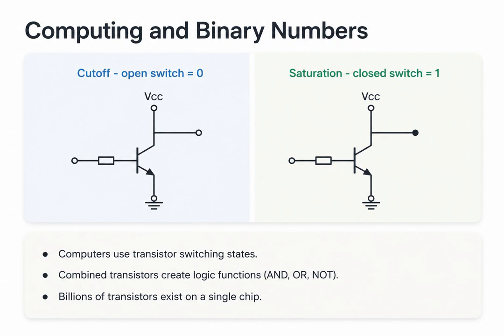Why do computers use binary? It comes down to hardware. Computer processors use microscopic transistors acting as switches. If the switch is open or in cutoff, it represents a 0. If it's closed or saturated, it represents a 1. By combining billions of these simple switches, we can build complex processors capable of incredible calculations.